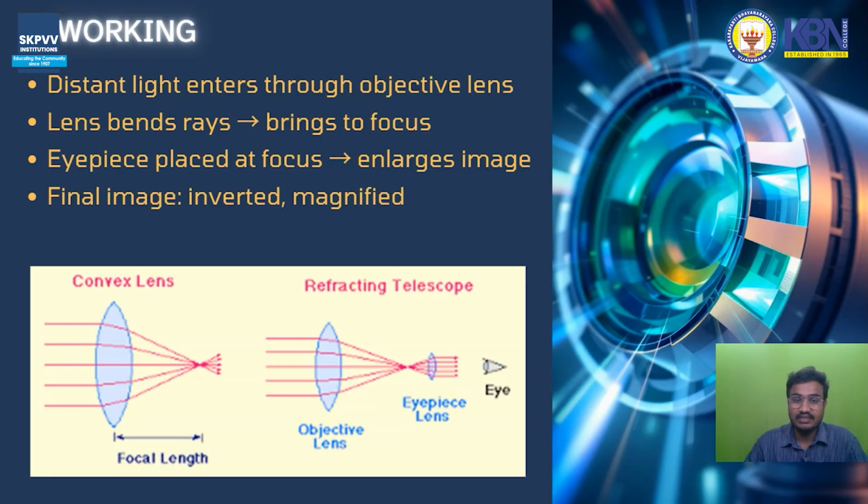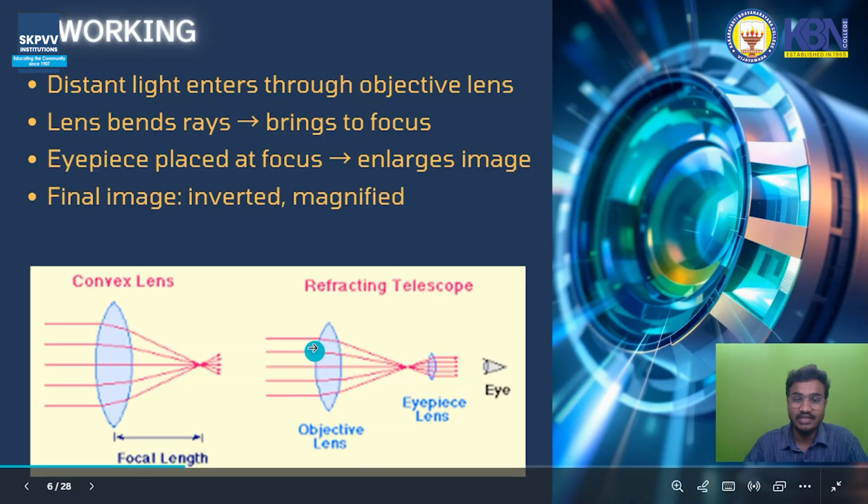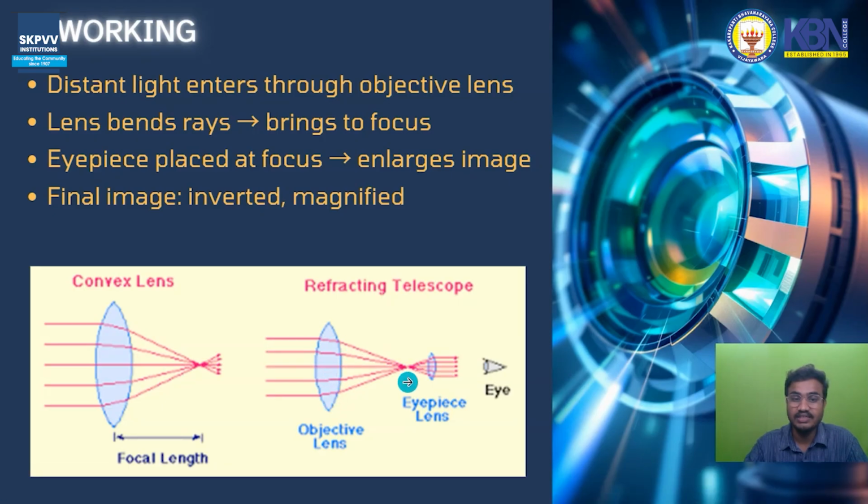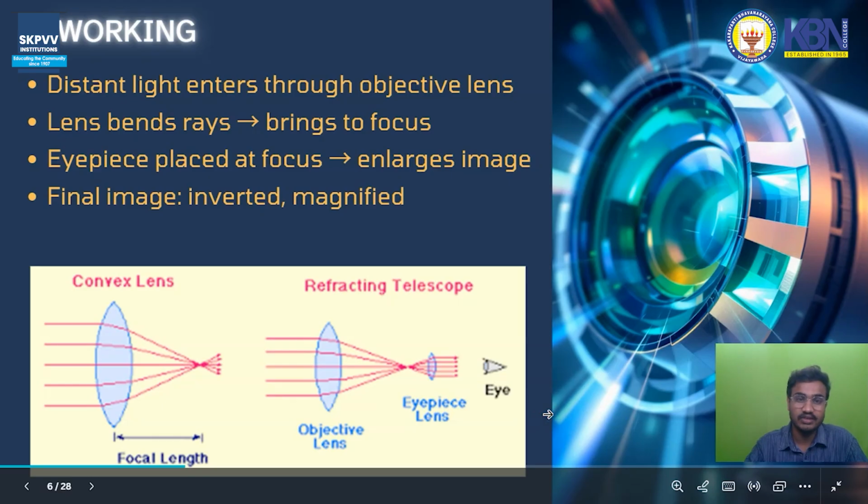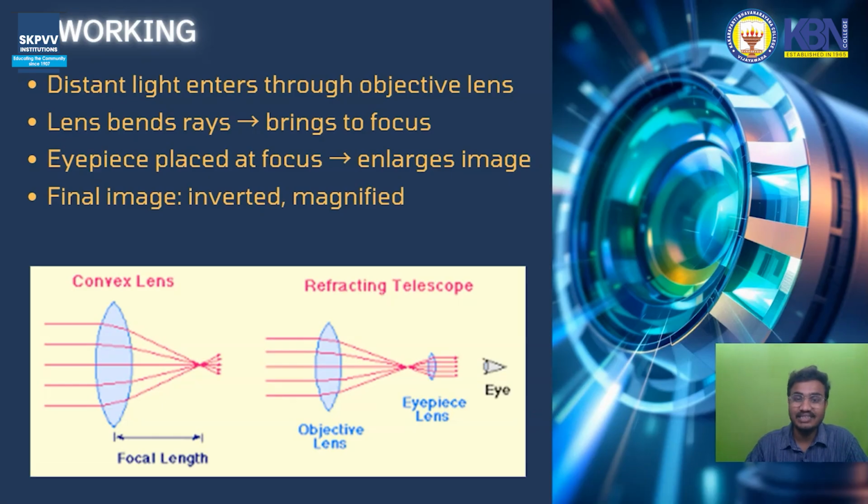So the image will be formed here, as you can see. This part will become the object for the eyepiece lens. The rays from the source enter the objective lens, and the objective lens forms the image over here. The image here becomes the object for the eyepiece lens, and after passing through the eyepiece lens, it is viewed by the observer. The eyepiece enlarges the image, making it larger. The final image will be inverted and more magnified than the real image.